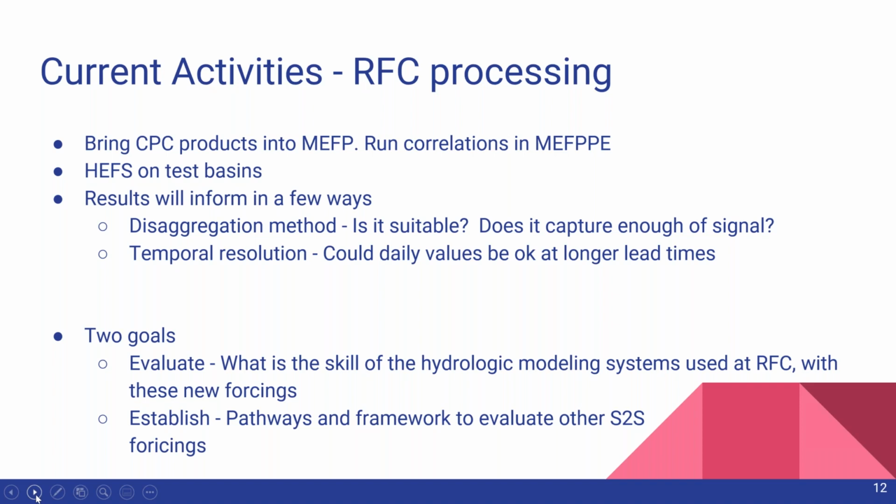One is the disaggregation methods that we've chosen, because a lot of times when you make seasonal and weekly forecasts, you do forecasts that are a week long or 2 weeks. How do you break that down into hourly forecasts or 6-hourly forecasts? Could we also look at just daily forecasts rather than 6-hour forecasts?